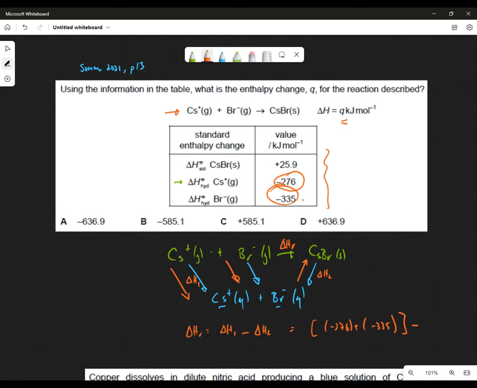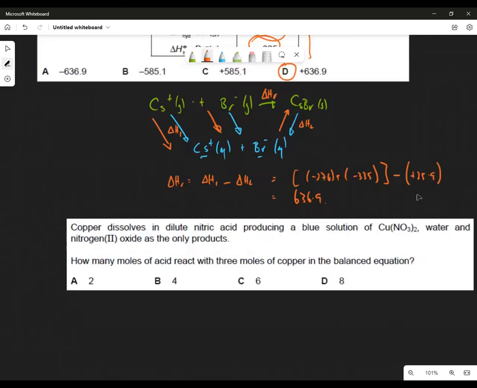Minus delta H2. Delta H2 is the solvation of cesium bromide. So it's minus plus 25.9. And if you add all of this up, I believe you get 636.9. So there is the answer to that one. Okay, hope that makes sense. If it doesn't, give me a shout.